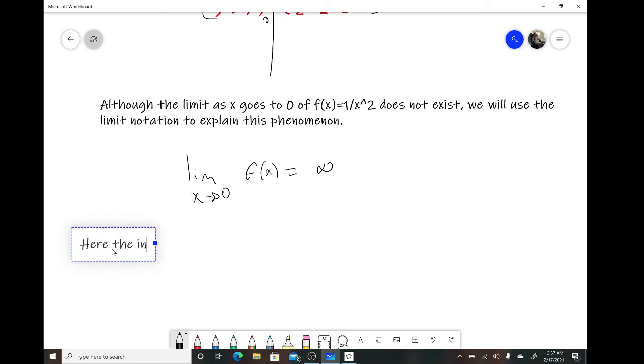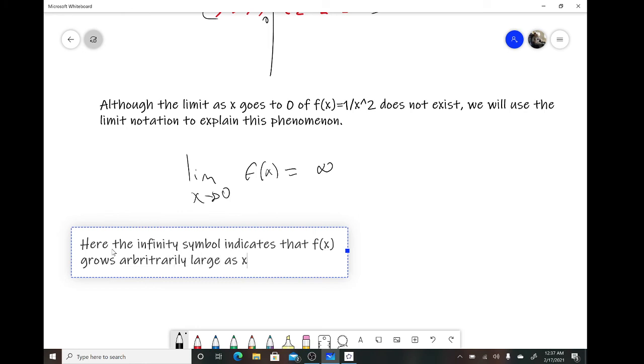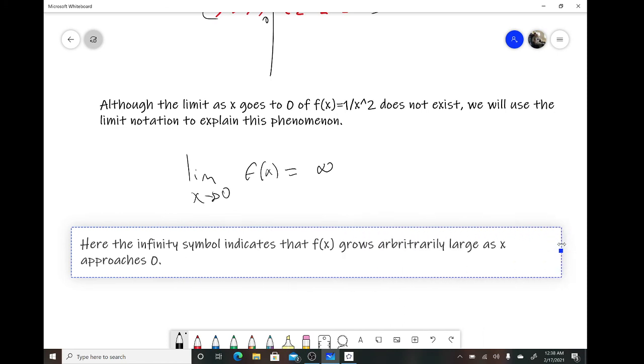Here the infinity symbol indicates that f of x grows arbitrarily large as x approaches 0. And this is an example of an infinite limit.